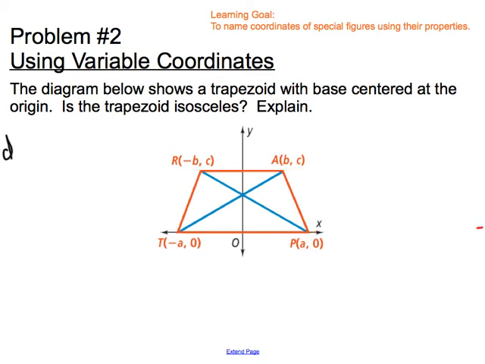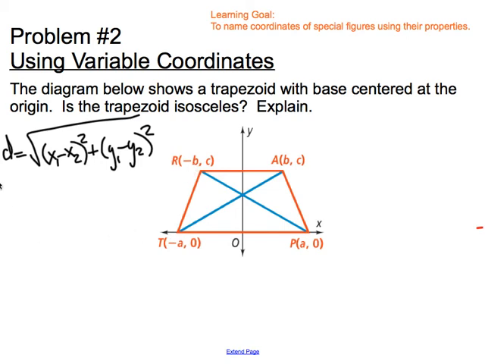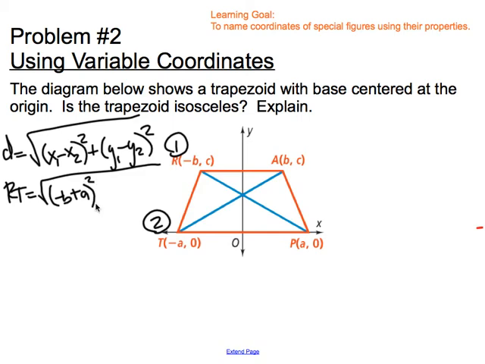So distance formula is the square root of the change in the x-coordinates squared plus the change in the y-coordinates squared. So to calculate the distance from R to T, we have R to T equals, and let's establish this is point number 1 and this is point number 2. We want x1, so we have negative b, we want minus x2, so we want plus a, and we want to square that, and we want to add to that y1, which is c minus 0 squared.